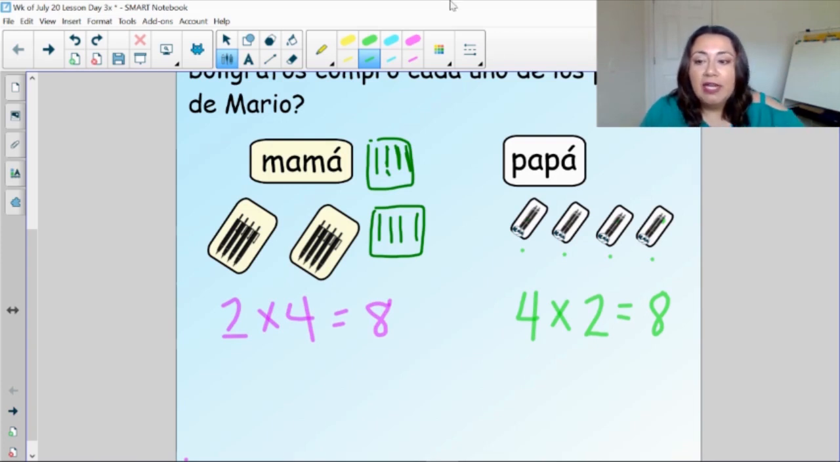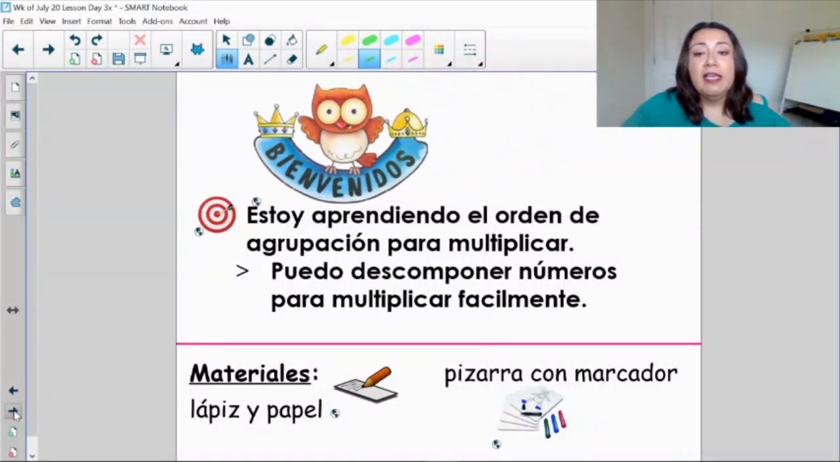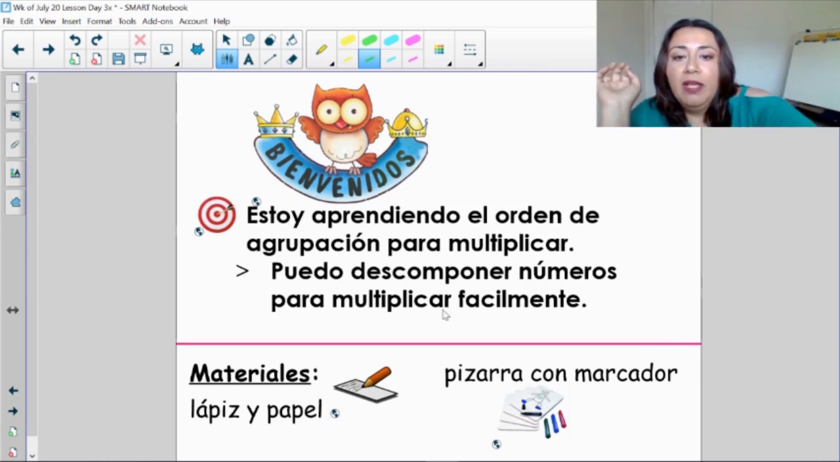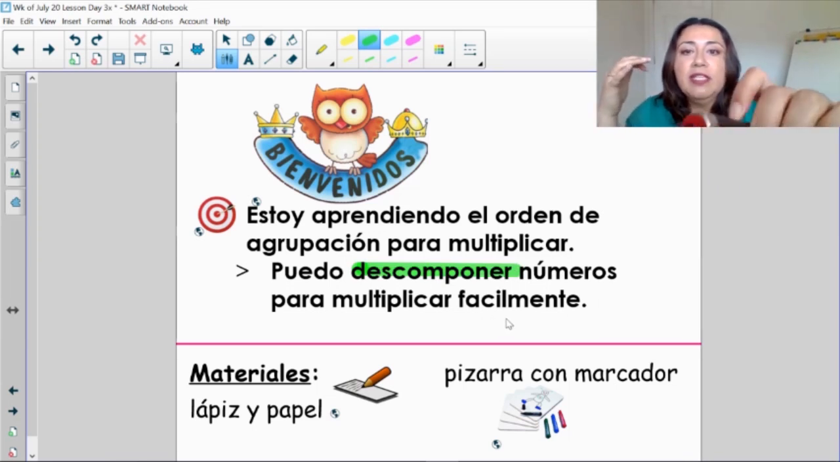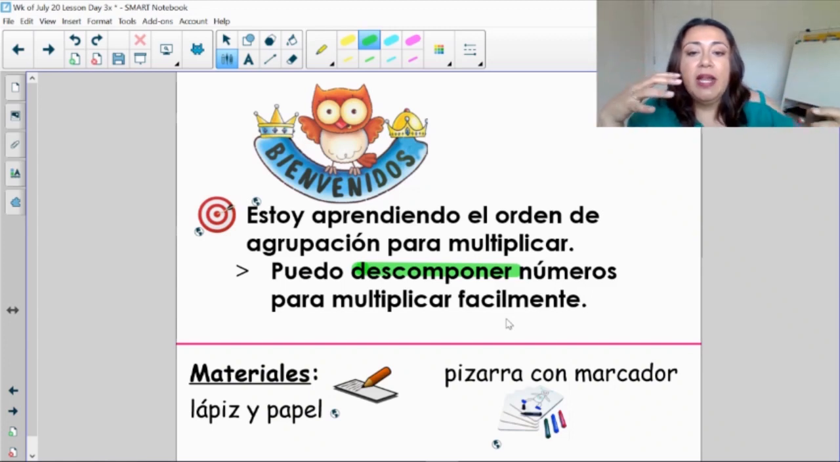Bueno, comencemos con la lección de hoy. Hoy nuestra meta dice que estamos aprendiendo el orden de agrupación, hacer grupos para multiplicar, pero el enfoque es: puedo descomponer números para multiplicar fácilmente. Todo lo que estamos haciendo aquí, niños y niñas, es para hacer las cosas más fáciles.